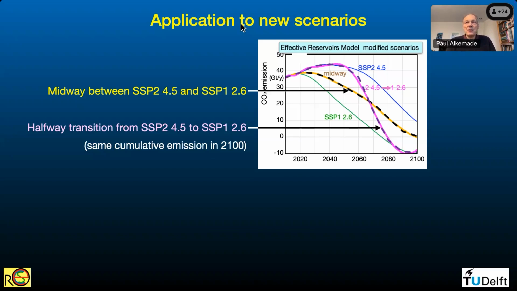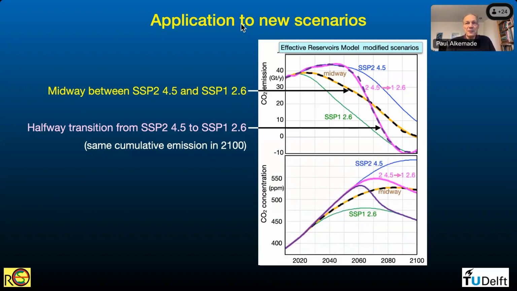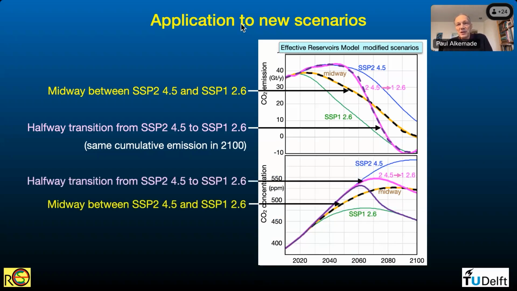That's the emissions. Applying the method gives us the concentrations. The midway one is indeed also for the concentrations midway between the 4.5 and the 2.6. The halfway transition is of course unpredictable, but that is the outcome. What one can see is that at the end of the century, the halfway transition is 8 ppm lower in concentration than the purely midway scenario, with the same cumulative emission at the end of the century.